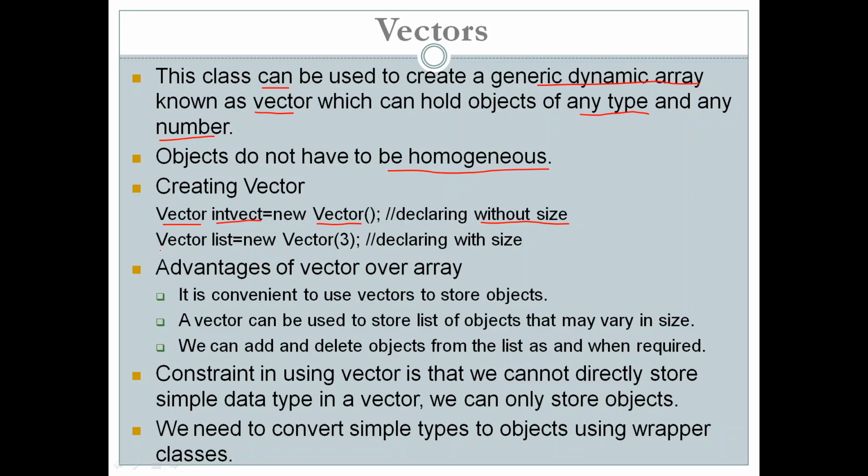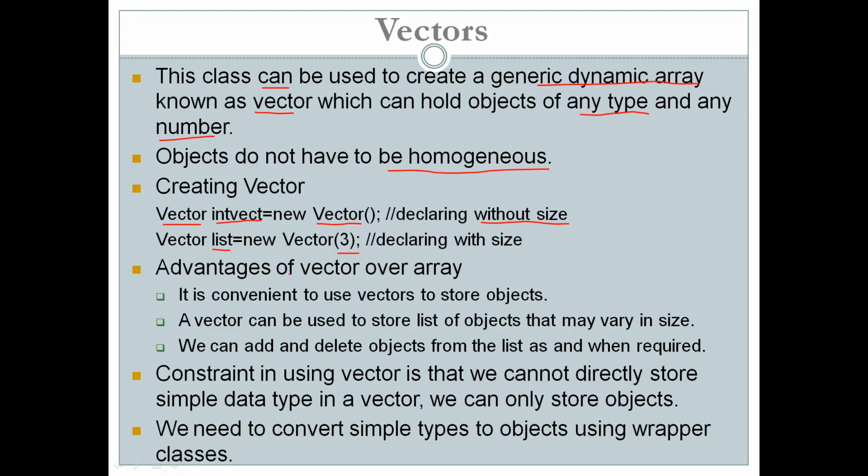Now we have one more vector declaration here. Vector list is equals to new Vector. Here we have passed a size. The size is 3, meaning it will create a vector to store 3 objects. But as I have said, anytime we can change the size of the vector. At the time of declaration we may declare a vector without size, but later on the size of a vector can be changed and we can add any number of elements to the vector.